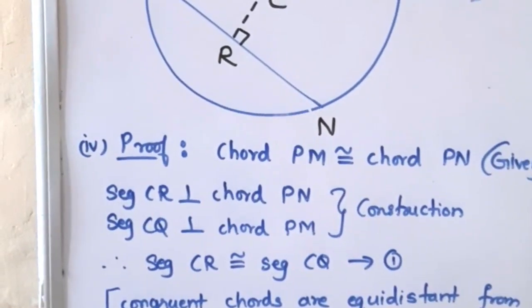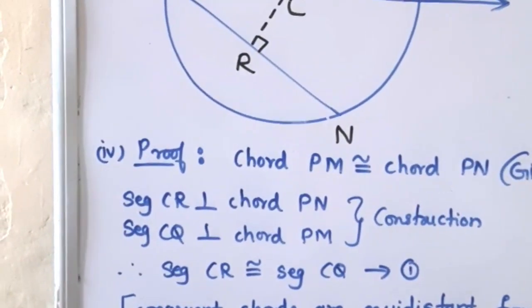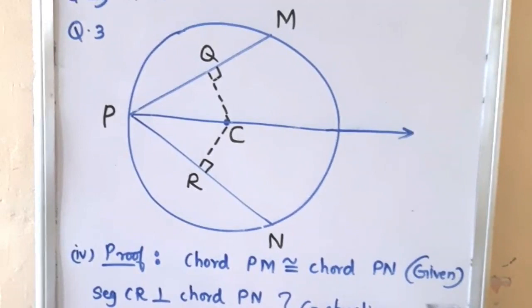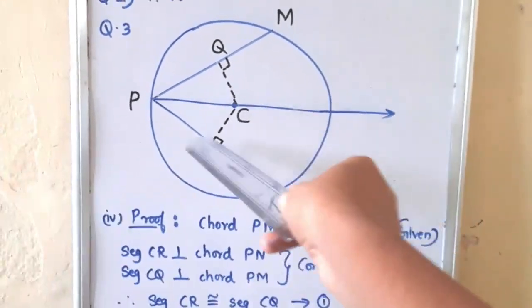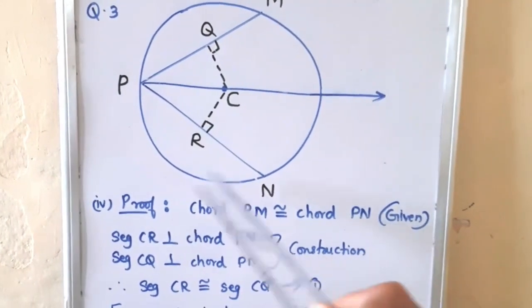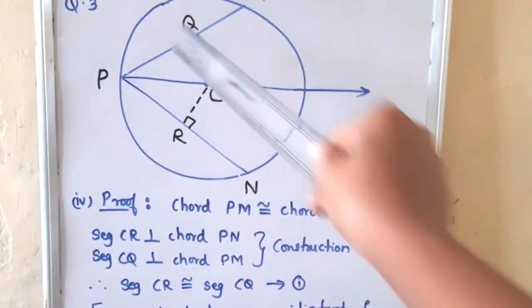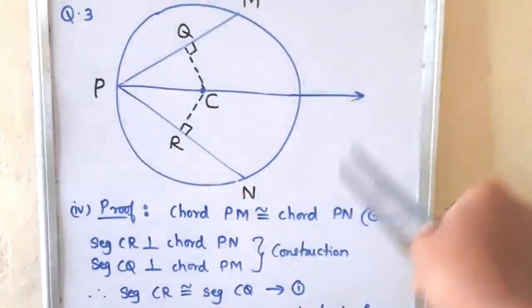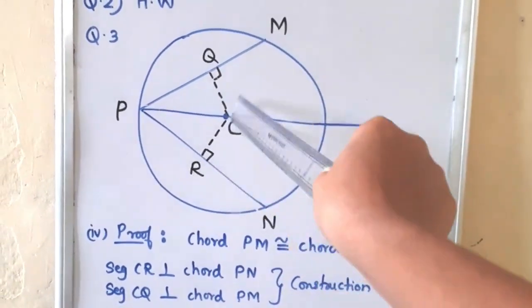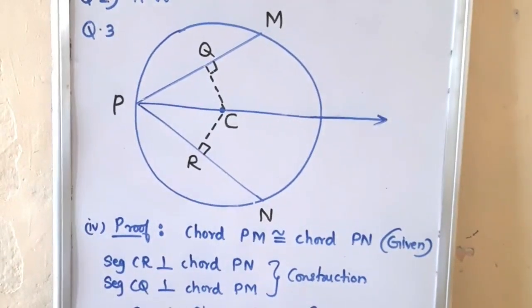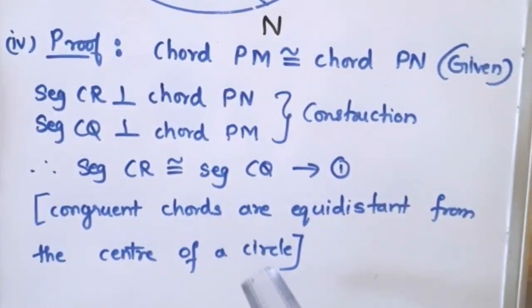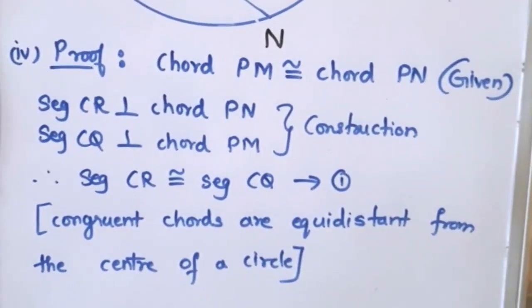Now we will come to proof part. In proof, first we will write chord PM is congruent to chord PN, which is already given. Segment CR perpendicular to chord PN and segment CQ perpendicular to chord PM, from the construction part we have written. Therefore, if 2 chords are congruent in a circle, then distance from the center of the circle to those 2 chords are also equal. Therefore, CQ is equal to CR. Let it be equation number 1. In bracket we have to mention the theorem, that is congruent chords are equidistant from the center of the circle.